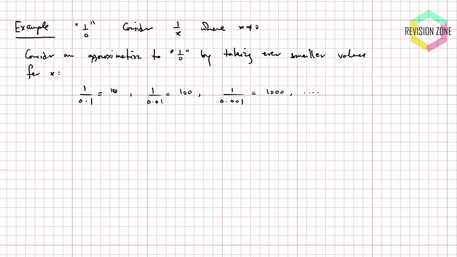And you can see what's going to happen. Each time I make the denominator smaller, the answer is going to get bigger, right? So the key point here is the answer here is not the same as the answer there, and it's not the same as the answer there, right? The approximation calculation is not stable in this case.